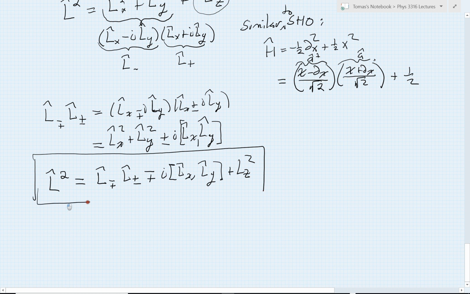So we now have all the components that we need in line. We've got our factored L squared. We know a lot about our Lz operators. The one remaining piece is to figure out what this commutator is. And we will work that out in the next lecture.